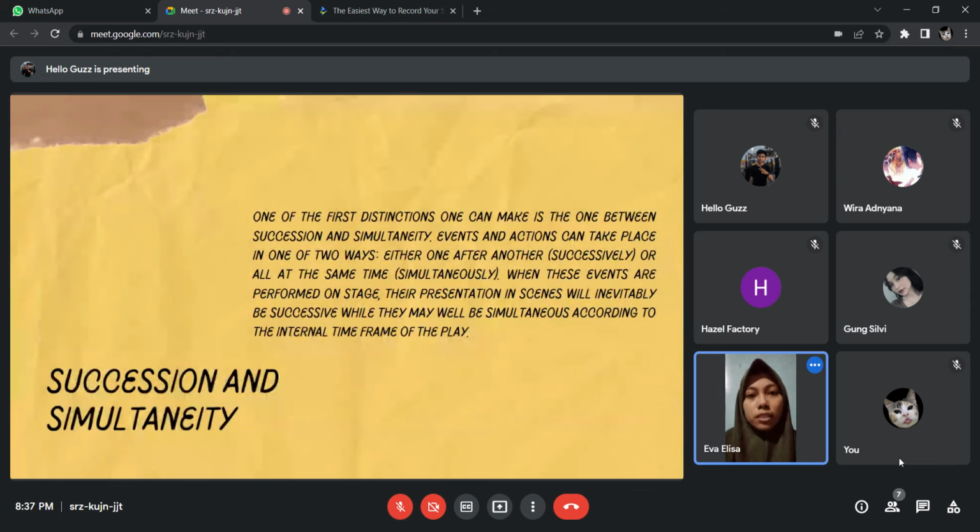Succession and simultaneity. One of the first distinctions one can make is the one between succession and simultaneity. Events and actions can take place in one of two ways, either one after another, successively, or all at the same time, simultaneously. When these events are performed on stage, their presentation in scenes will inevitably be successive, while they will be simultaneous according to the internal time frame of the play. Next, please.